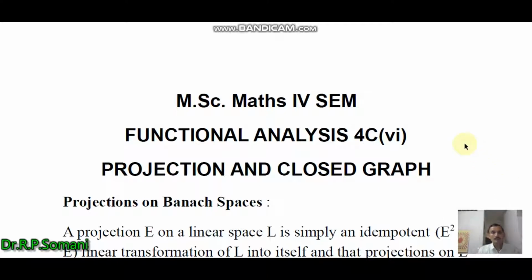In today's lecture, the topic is projection and closed graph. This is for the students of MSc Maths 4th semester. The paper is Functional Analysis, C6 paper. Here we see a special type of mapping known as projection, and the other thing is the graph of a mapping, which is closed in particular cases. So we study projection and the closed graph theorem today.